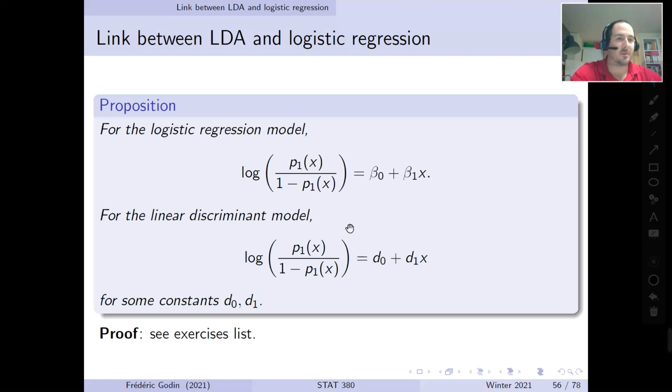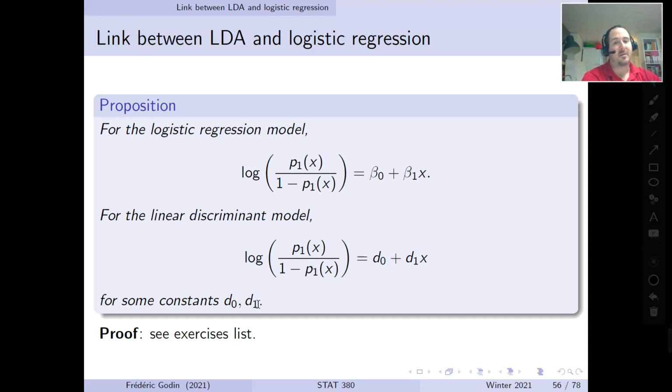Conversely, if you apply a linear discriminant analysis with a single predictor, it can be shown that the logit of the estimated probability of being in the first class is also a linear function of that predictor, for some constants d0 and d1, which depend on estimated parameters within the LDA approach. So estimated values for the pi j's, the mu j's, and the covariance matrix sigma. The proof of this result is left for exercises. I highly encourage you to do it.